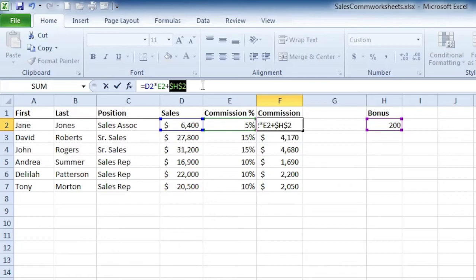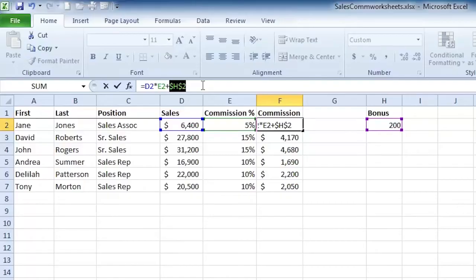What happened? It put dollar signs in there, didn't it? Can you do that to my pocketbook? I wish. Notice we have $H$2. Now I'm just going to toggle through F4 for a moment here. Notice now the dollar sign's just next to the 2. Now it's just next to the H. Okay, we're back to our original. So it toggles through these 4 options.